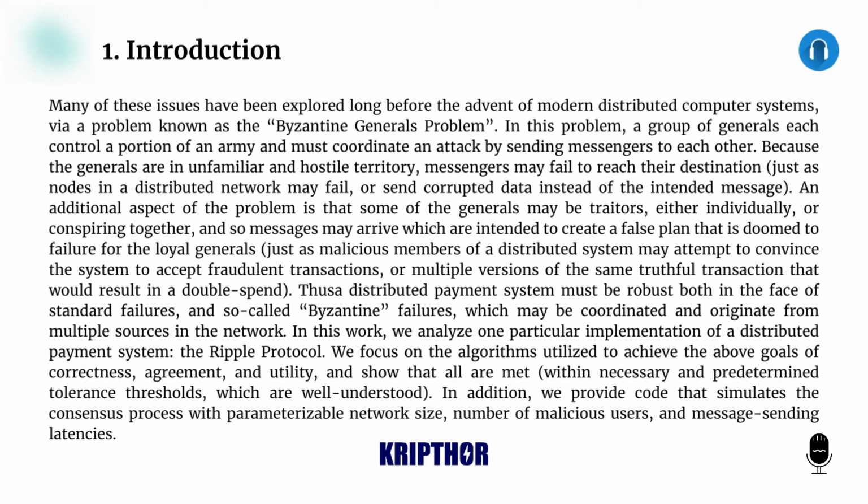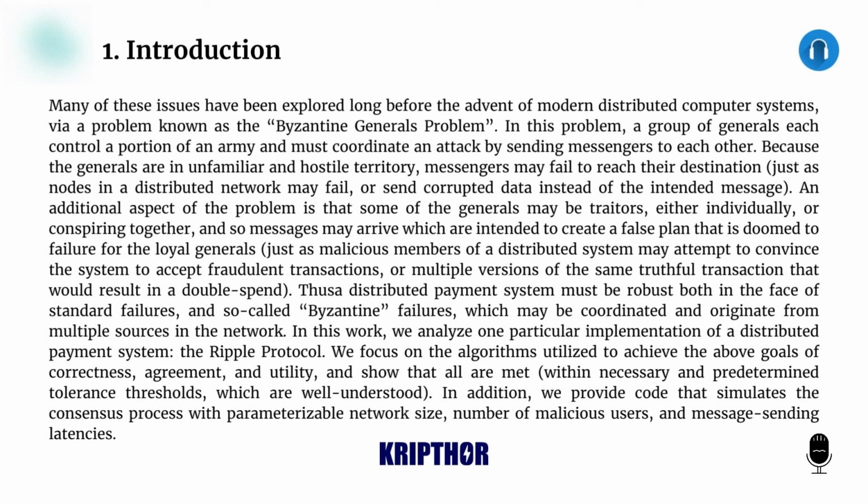Thus a distributed payment system must be robust both in the face of standard failures and so-called Byzantine failures, which may be coordinated and originate from multiple sources in the network. In this work, we analyze one particular implementation of a distributed payment system, the Ripple protocol. We focus on the algorithms utilized to achieve the above goals of correctness, agreement, and utility, and show that all are met within necessary and predetermined tolerance thresholds, which are well understood.